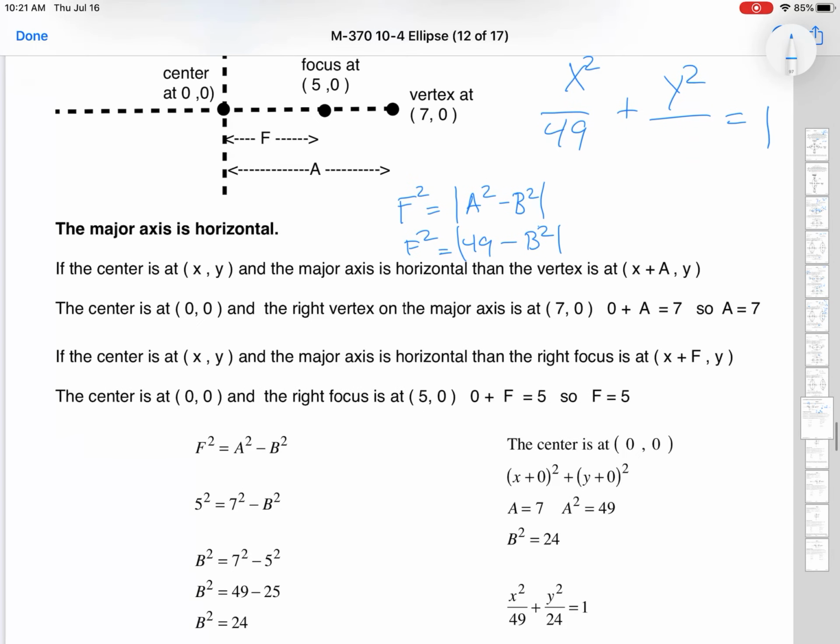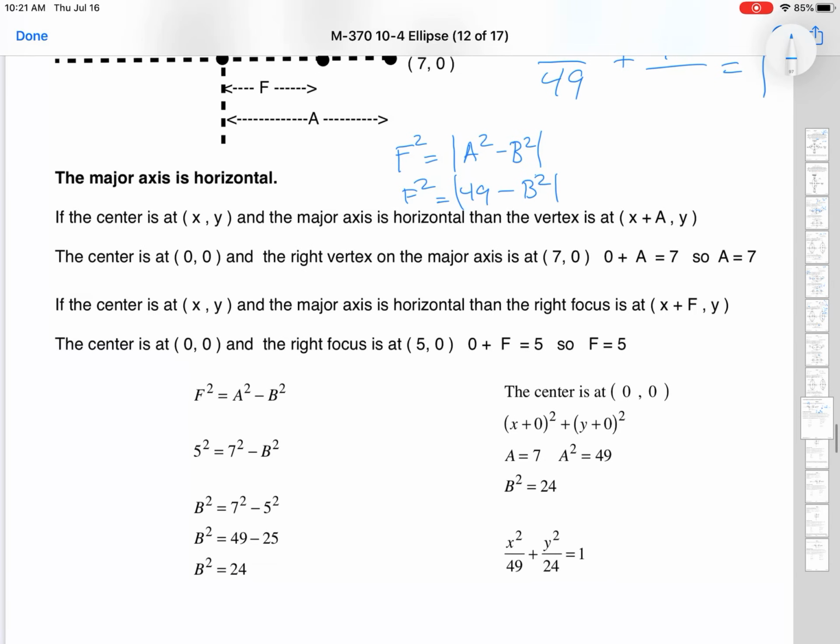So he says f squared is equal to a squared minus b squared. He puts in the 7, 49, right? Here's the 5 squared coming through. Then he moves things around, so b squared is equal to 49 minus 25. So b squared is equal to 24.